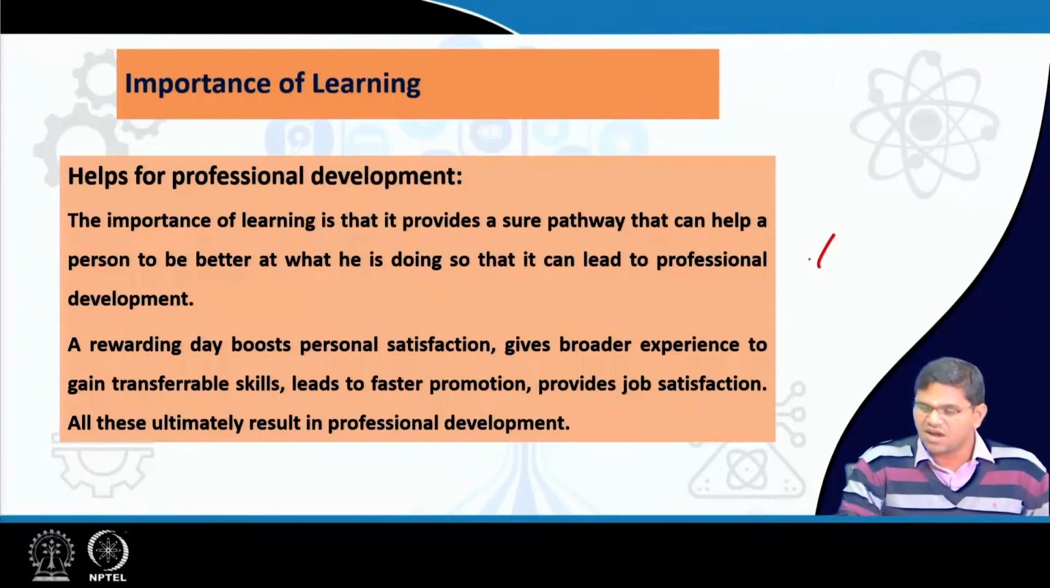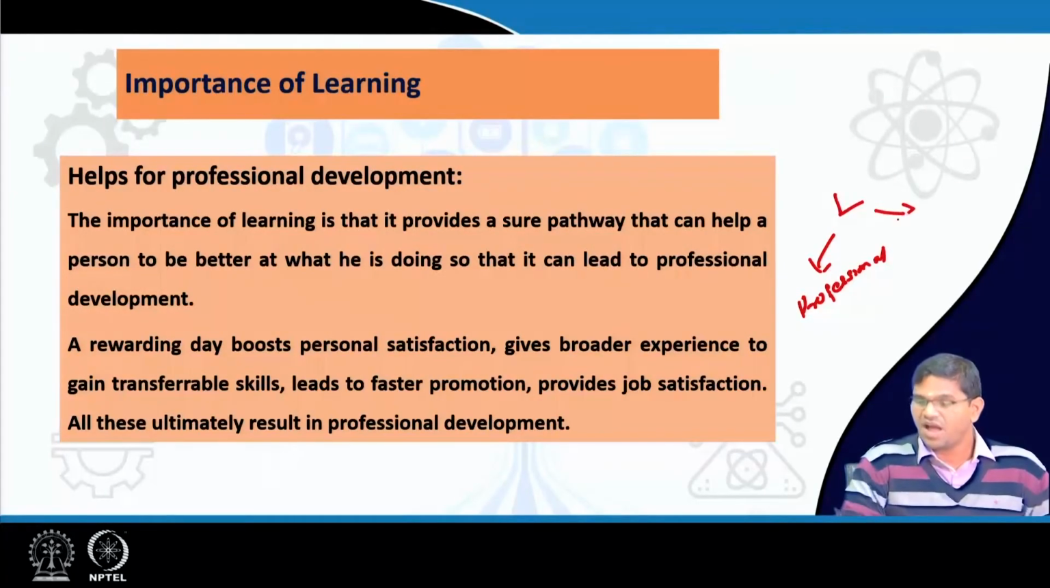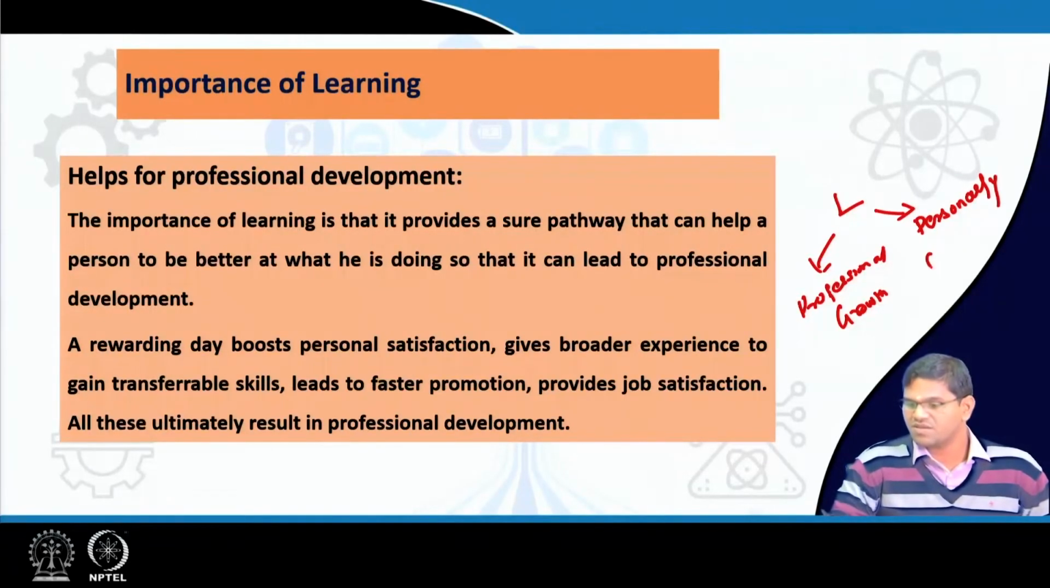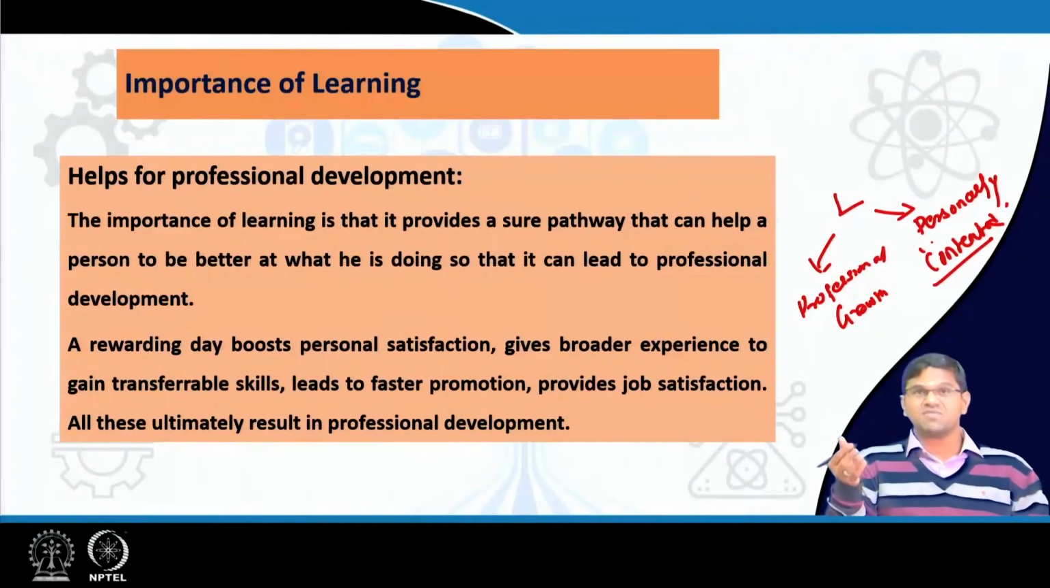One is about professional growth. Yes, learning is going to bring professional growth, and on the other side, personally you will be contented. Okay, by contented we are referring to the fact that yes, you will feel satisfied that you are continuing to learn, which is going to definitely help you to meet your professional needs or demands as well.